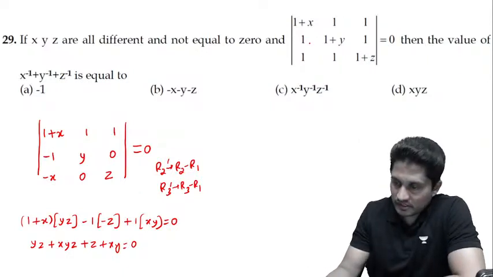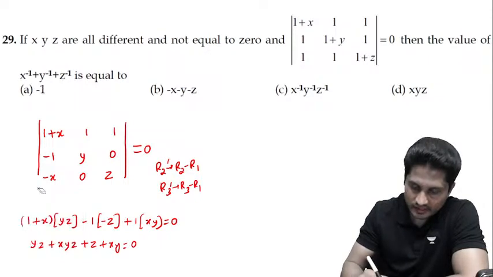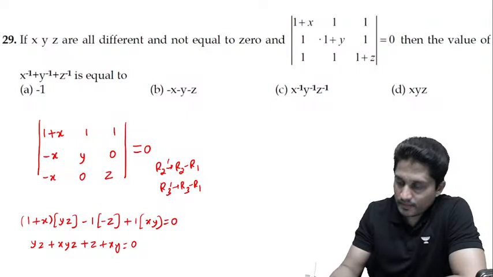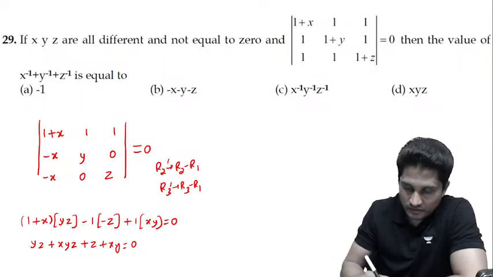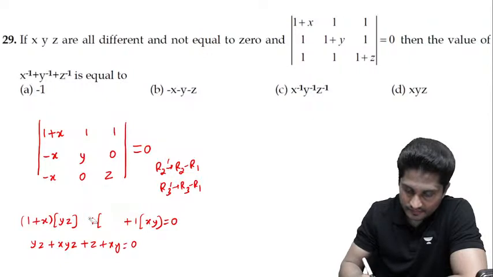R2 minus R1 is change R2 to R2 minus R1. Sorry, this is minus x, right? Minus x, y, 0. This is minus x, 0, and z. So first row, second column is minus xz. This is minus and minus. This is minus 1. Delete first row, second column, you get minus xz.